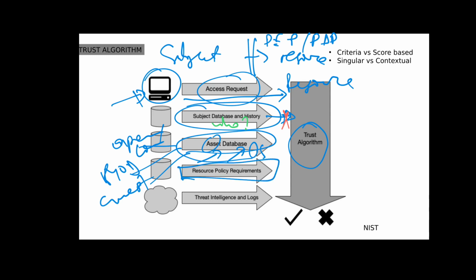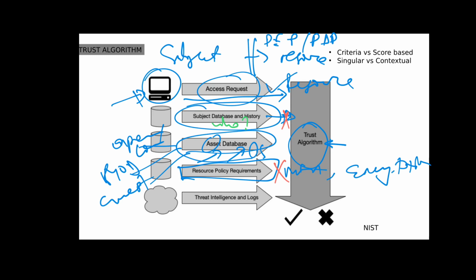The resource requirements define what is needed for this resource to be accessed. So we're looking at the minimum requirements for the resource to be accessed. Maybe you need multi-factor authentication, maybe you need encryption on the subject, maybe you need information about the location of the device, so that the device has to be located internally and you don't accept requests from the internet. This also forms the trust algorithm. Whether the request is going to be permitted or denied will be based on the resource policy requirements.